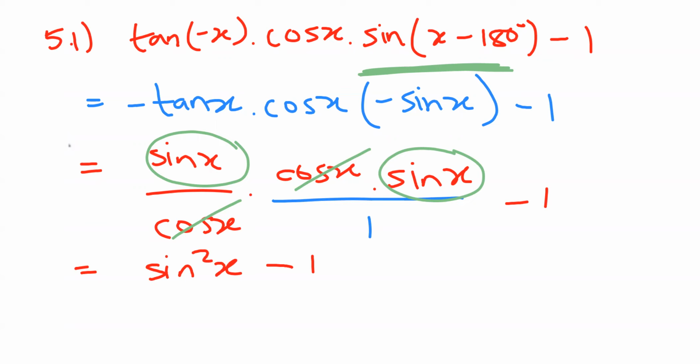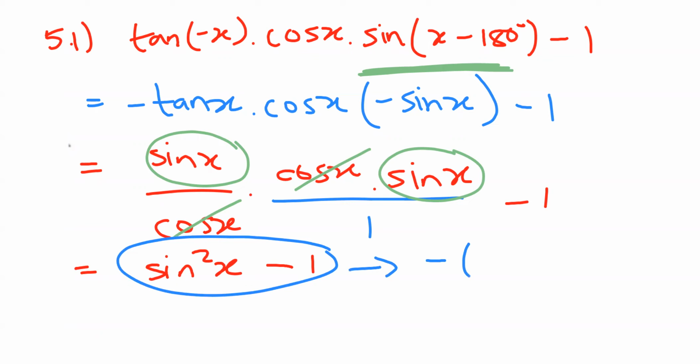Okay, now sine squared x minus 1 is not necessarily an identity. So we need to swap that around. So I'm going to swap this around. That's going to be equal to negative 1 minus sine squared. And that is an identity. This is equal to cos squared x.